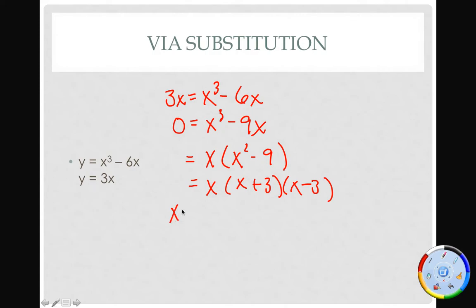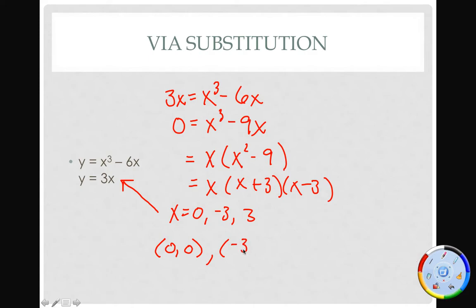And we get that x is 0, -3, and +3. But remember, we're looking for coordinates. So I plug it back into the easier equation. And I get the coordinate 0, 0.